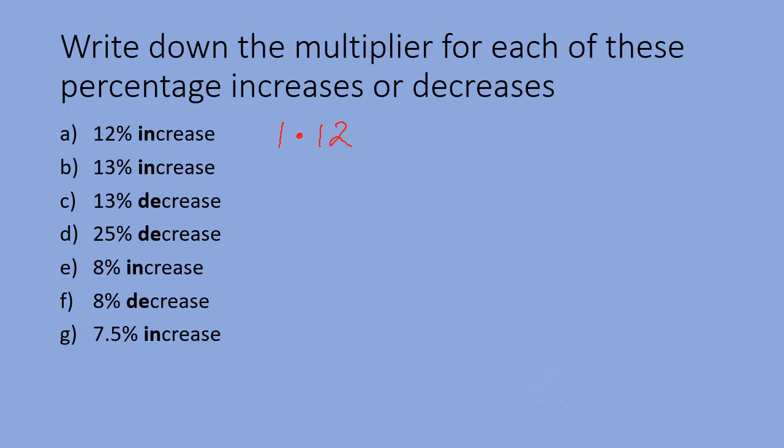Okay, here are the answers. So 1.12 for a 12% increase, 1.13 for a 13% increase, 13% decrease is going to be 0.87, 25% decrease is going to be 0.75, 8% increase is going to be 1.08, 8% decrease is going to be 0.92, and 7.5% increase is going to be 1.075. So be careful that you didn't put 1.75 there, because it's 107.5% divided by the 100.